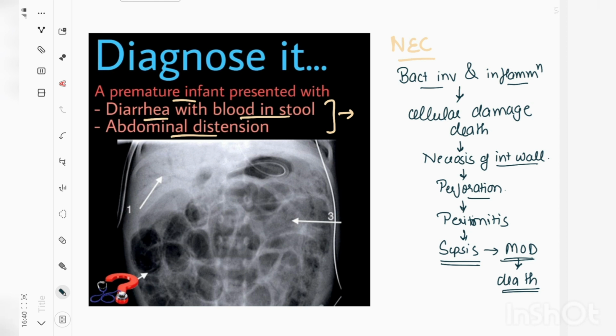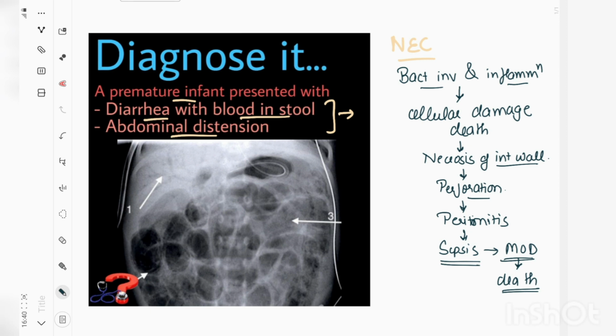This disease is quite exclusively seen in premature children, but whenever this disease is seen in a full-term infant, then we should rule out other hypoxic conditions like cyanotic congenital heart disease. Because cyanotic congenital heart disease leads to hypoxia, then ischemia of the intestinal wall, which also damages the walls and makes the child prone to development of necrotizing enterocolitis.